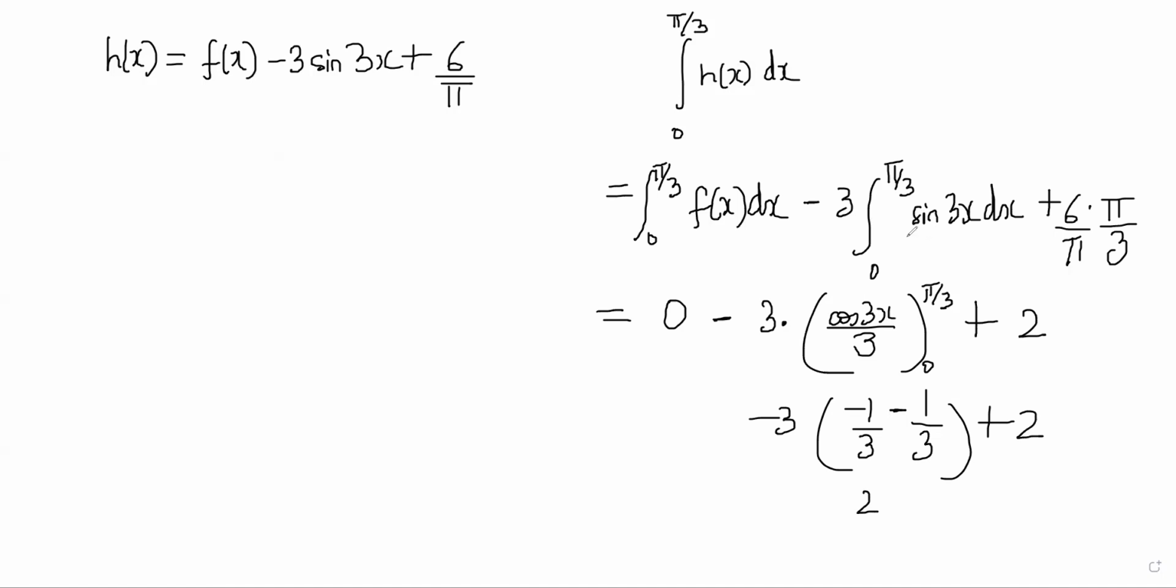I have made a mistake here. When I integrate this, I have to put a minus cos 3x by 3. So this becomes a plus. This is minus 2 plus 2. So the overall thing becomes 0. So the area under the hx graph is also 0.